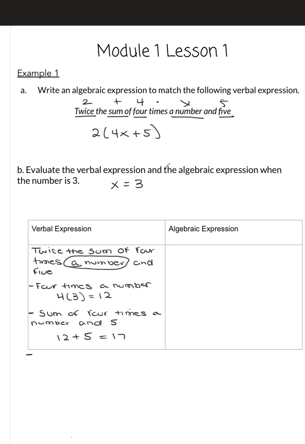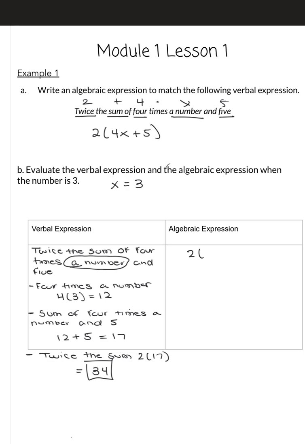The next piece that we have to do, and I'm completely outside of my box, is twice the sum. All right, so it says twice the sum of 4 times a number. We know that 4 times a number, which is 3, gives us 12. Then the sum of 4 times a number and 5, so we have 12 plus 5, which gives us 17. And now we're going to do twice that sum, so we're going to have 2 times 17, which is going to give us 34. All right, so when the number is 3, twice the sum of a number and 5 is 34.